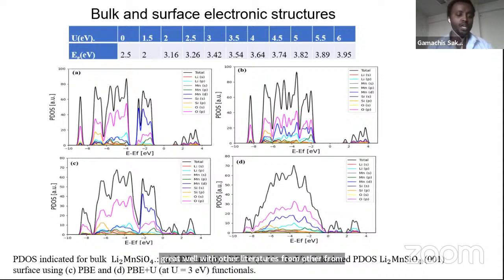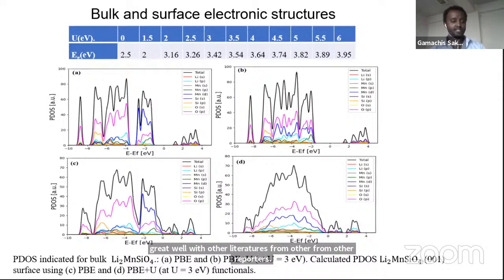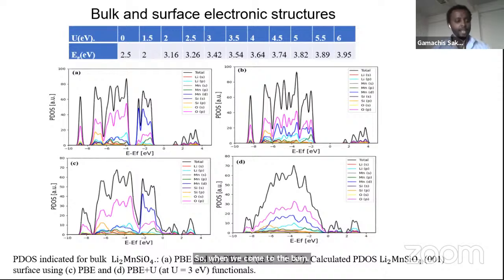So when we come to the bulk, our main target, as you can see from D, our system becomes metallic, no gap. We can say no gap. I mean, it is like metallic in nature. Our calculated band gap is 0.6 electron volts. This is really a wonderful result we got.